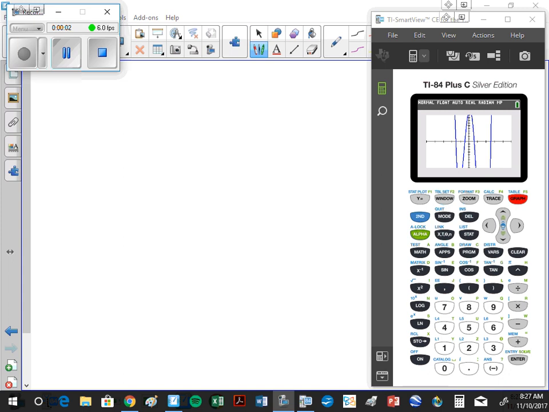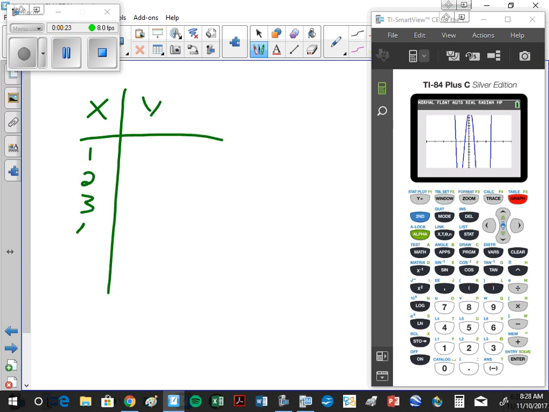Today you're going to distinguish between linear functions, quadratic functions, and exponential functions. Okay? To tell if something is linear, let's say I had a table of values, x and y, and I had x is 1, 2, 3, 4, 5. Linear is a straight line.